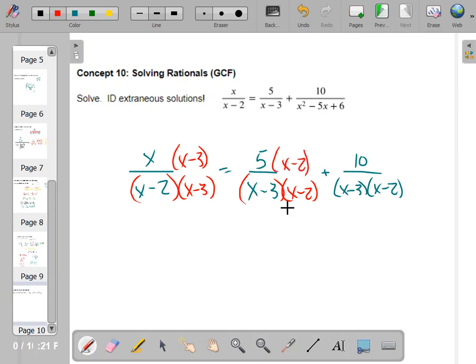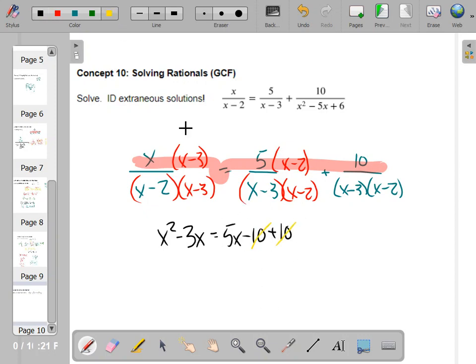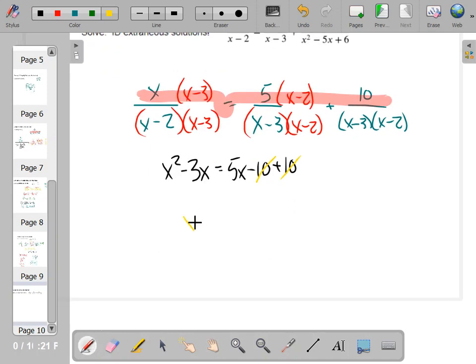And now that everything in the problem has the same denominator, you can multiply both sides by that denominator and eliminate it, and now just focus on the top. So in the top, I have x squared minus 3x equals 5x minus 10 plus 10. And these cancel out. That's cool. Now when you get everything on one side, you subtract 5x, and negative 3 minus 5 is negative 8. And people get stuck here. When you have x squared minus 8x, you need to just do the GCF. X times x minus 8. So x either equals 0 or x equals 8.